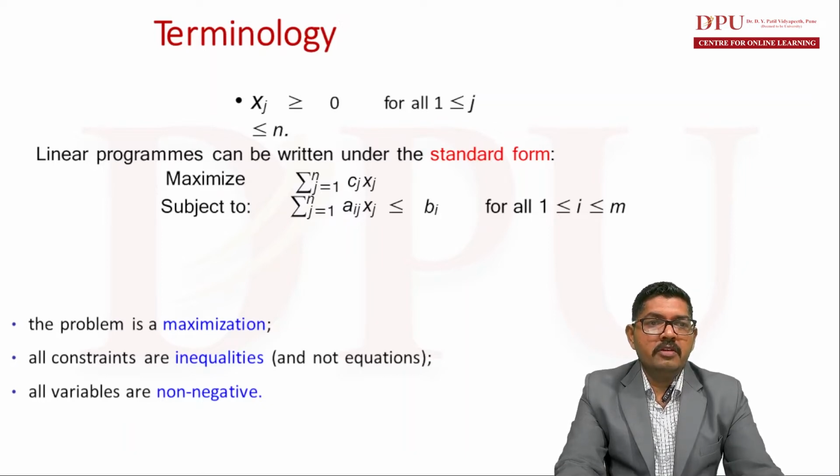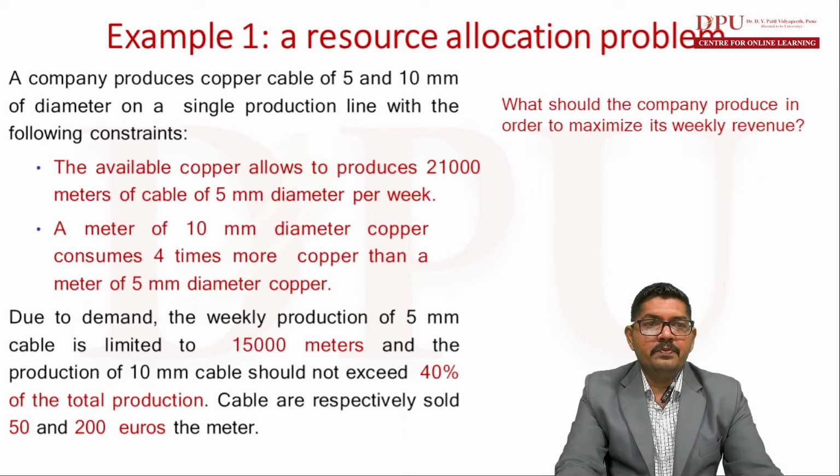The problem is a maximization problem, because we have written here maximize the objective function, summation of cj xj. All constraints are inequalities. Here you can see summation of aij xj less than or equal to bi, and all variables are non-negative. So the decision variables should be non-negative, either 0 or greater than 0.